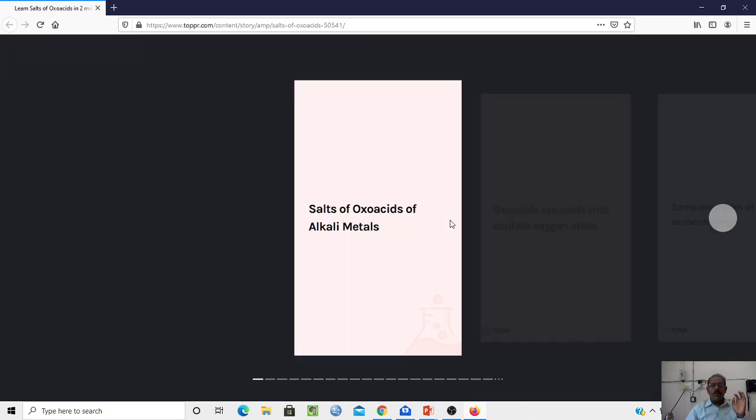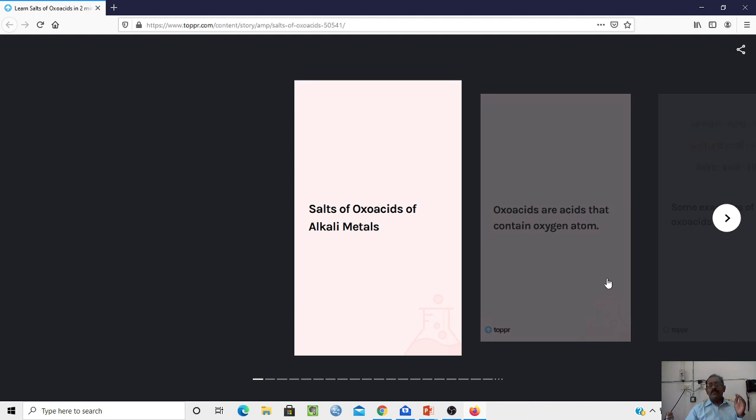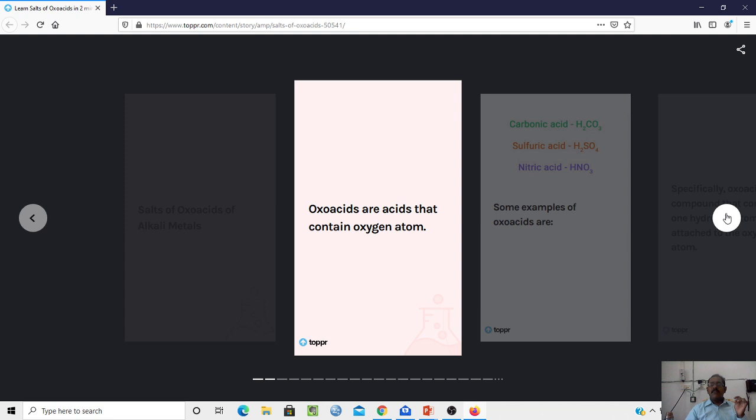That was very simple and they have given it in a slide form, one by one slide. It goes from one to so on, and they have given a very small concept in each slide. So it was easy to read. Hence, instead of putting it in the form of a PowerPoint slide, I am going straight to that website itself. Okay. So here you are seeing the salts of alkali metals.